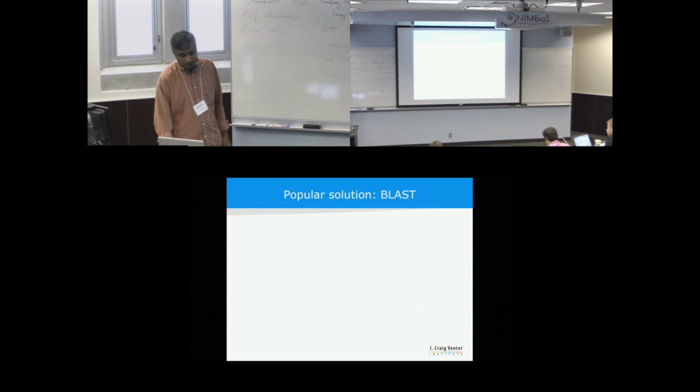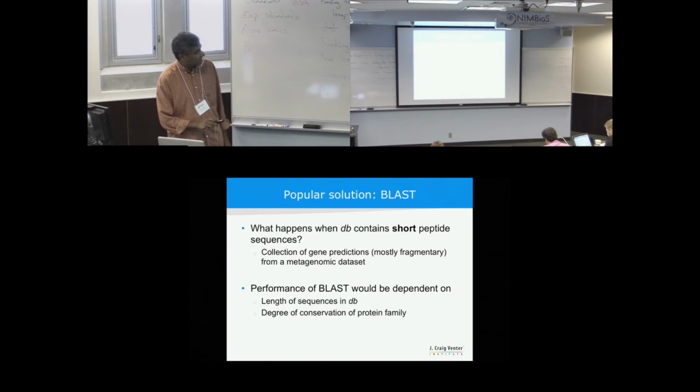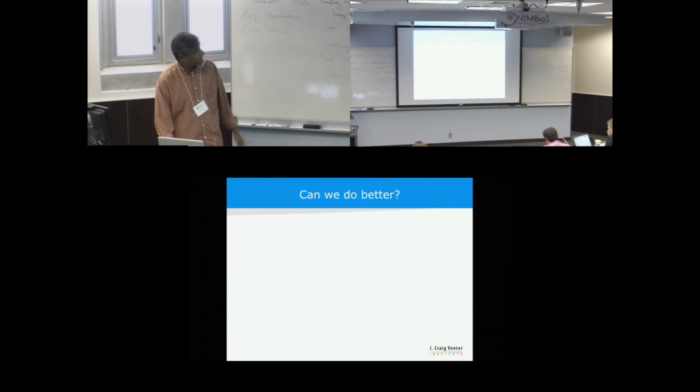A popular solution, of course, you could use something like BLAST, right? But what happens when the database contains short peptide sequences? Say we've run FragGeneScan or Metagene annotator on the individual reads, and that's your collection of database sequences. Well, what you will find is that the performance of BLAST would be dependent on the length of the sequences in the database, but also the degree of conservation of the protein family. And if you're lucky, and that fragment really hits a conserved part of the query sequence, you will find it. If not, it's going to be a challenge. You will not detect it. The big question is, can we do better?